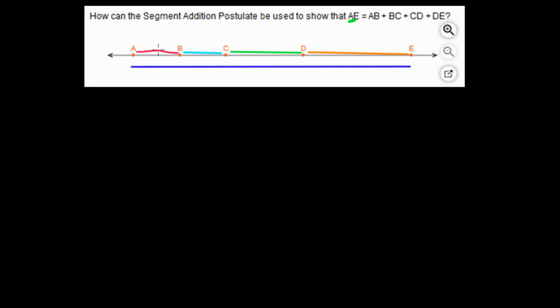So is my purple, blue, green, and orange equal to my blue? Well, to use the segment addition postulate, we know that for every part where a line segment ends, the next piece must pick up as the beginning point. So AB ends with B and BC begins with B, so we can't add those together. So this part's good.